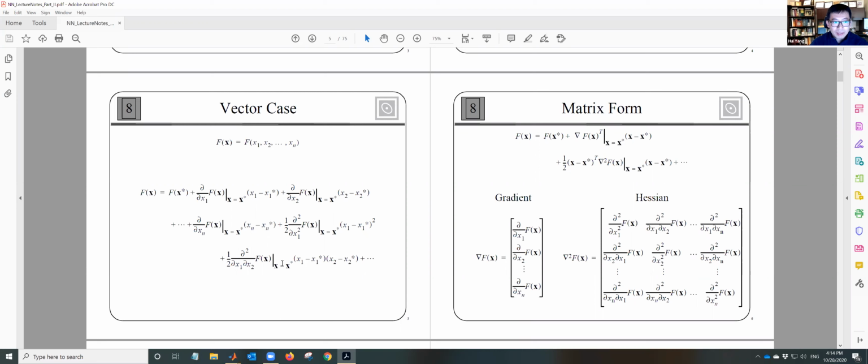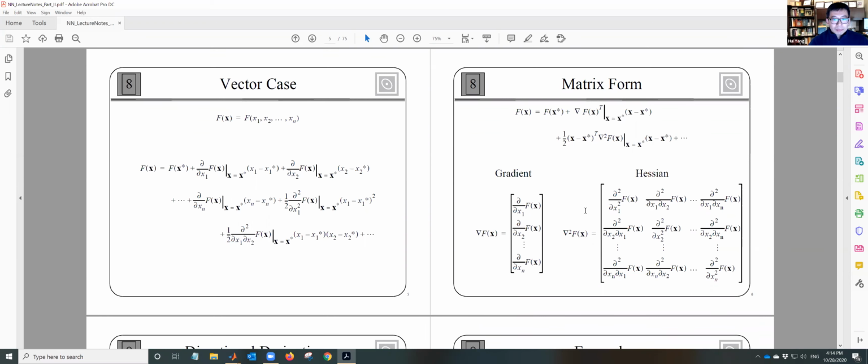So instead of writing this in this form, we put it in matrix form. In matrix form, we have f of x star, and then the first order derivatives times x minus x star. The first-order term is a vector, the gradient, and x minus x star is another vector, so it is a multiplication of two vectors. Then we have the second order term, and this derivative we call the Hessian matrix. So this is the gradient, and this is the Hessian matrix.